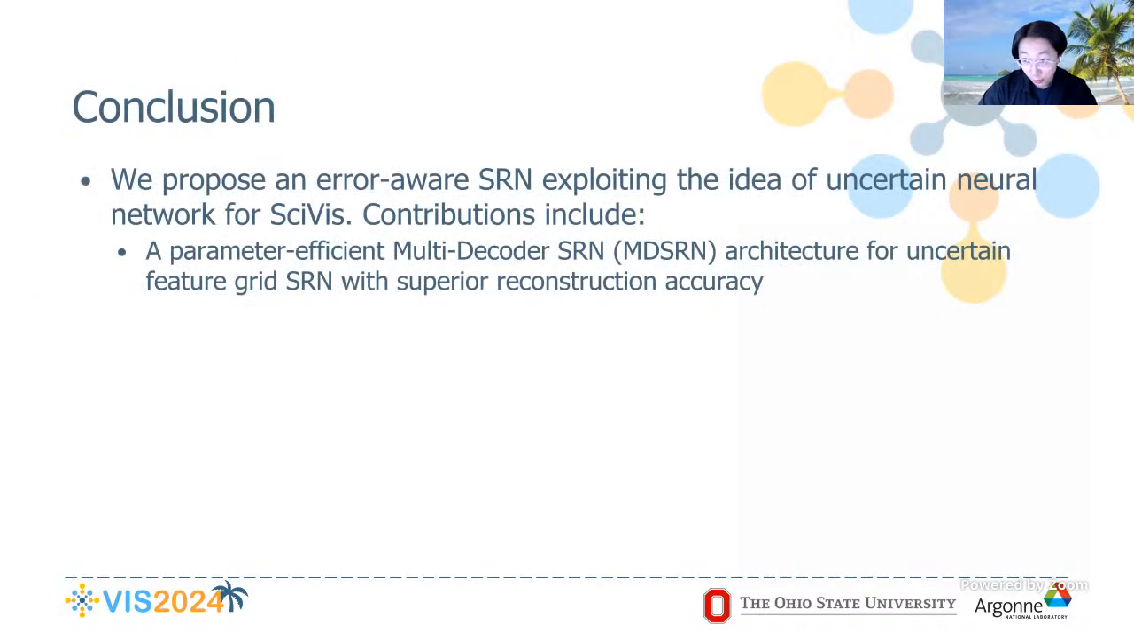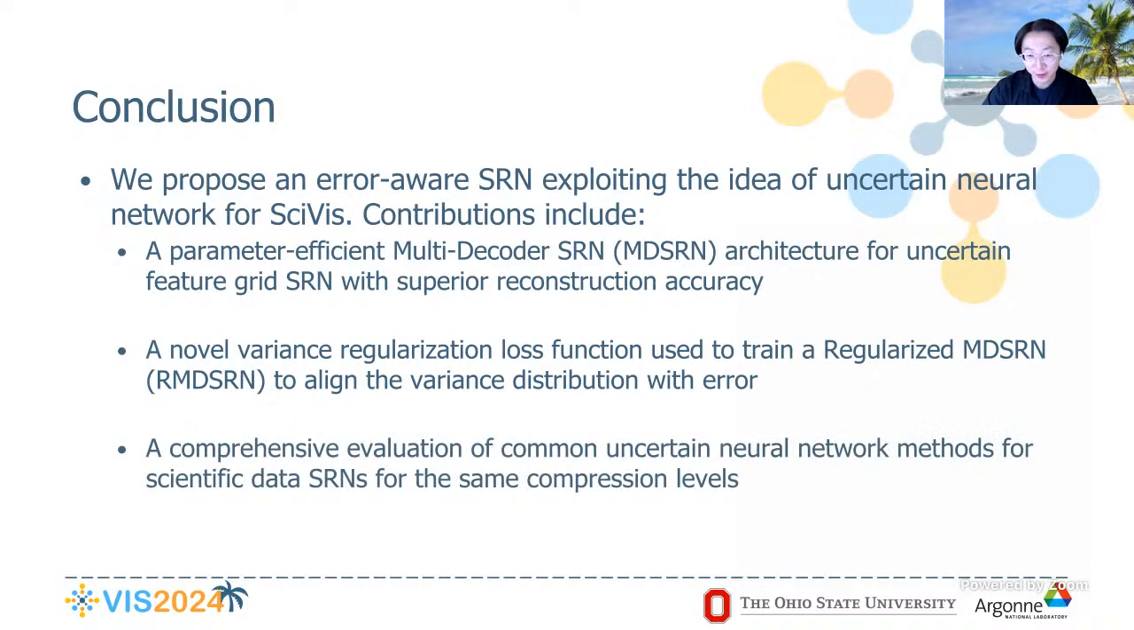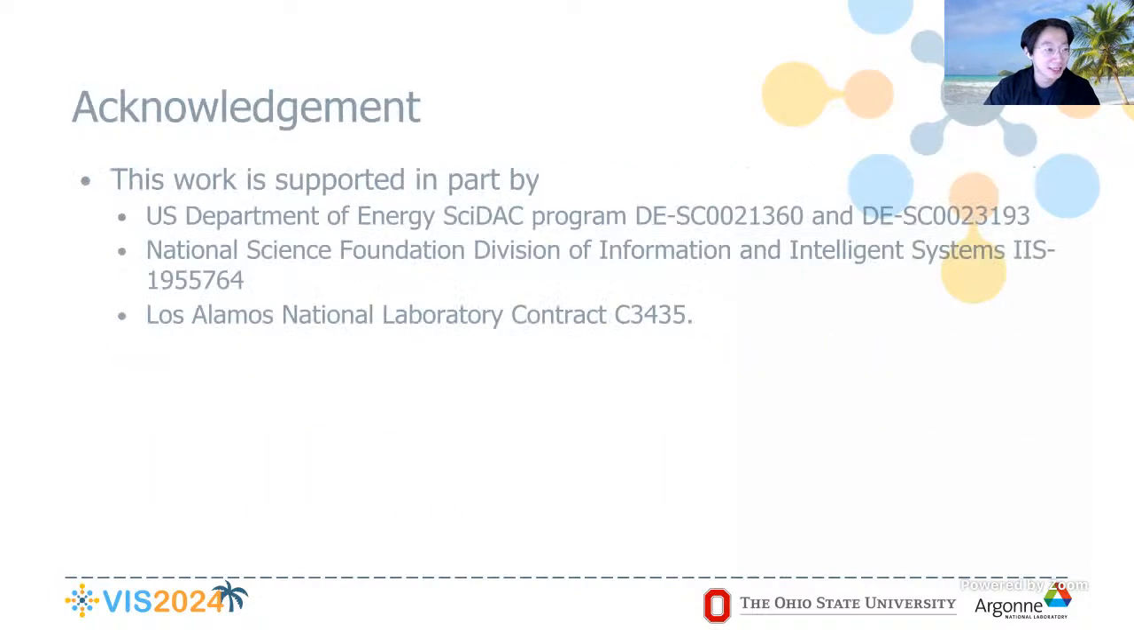To summarize our work, we propose a narrow-error SRN using a parameter-efficient multi-decoder architecture, as well as a novel variance regularization loss to improve the reliability of variance as a representation of model error. We also present a comprehensive evaluation on the effectiveness of popular uncertainty quantification methods for scientific data SRNs, for the interest of practitioners and researchers. Lastly, we would like to thank the following funding sources for supporting our research.